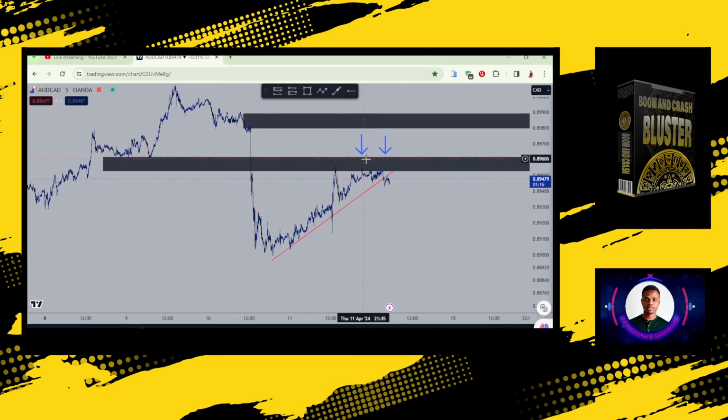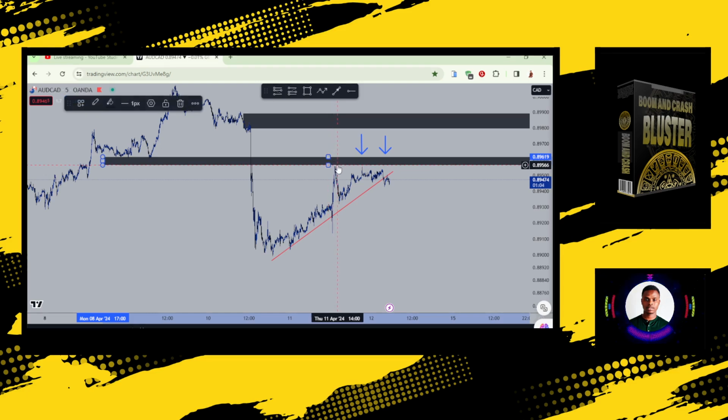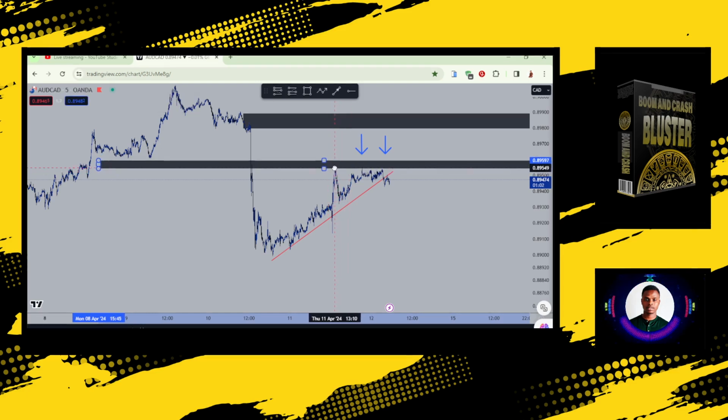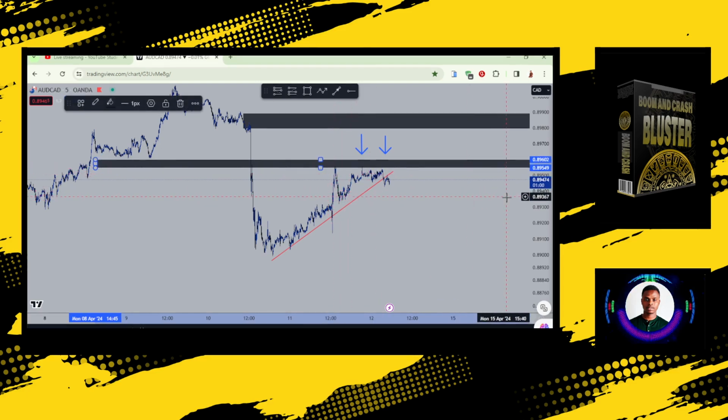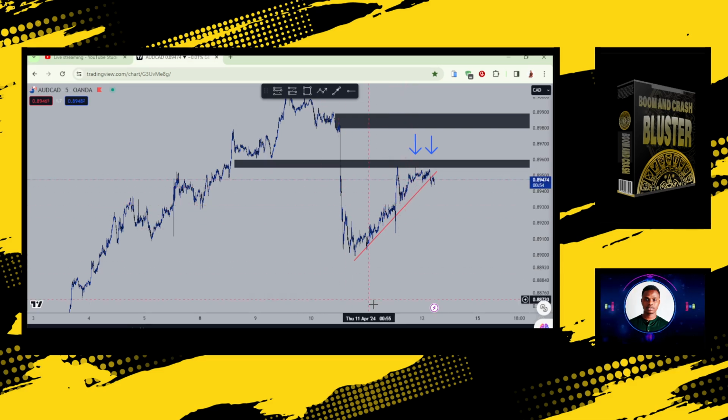I would have hoped that the market comes all the way down here, but just for the sake of this stream, I'm going to place a sell trade right here. If you want to place a trade with me, we can place a sell trade right here. I'm hoping that this zone here is going to make the market drop to the downside.